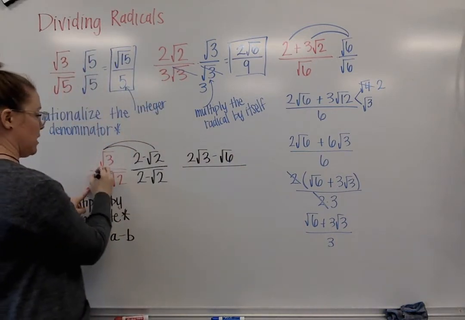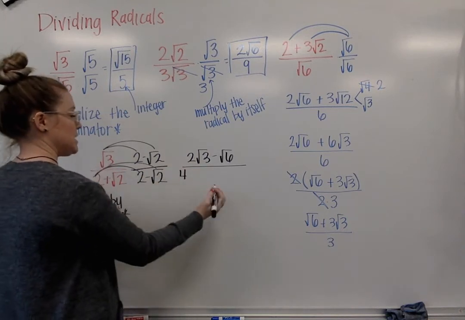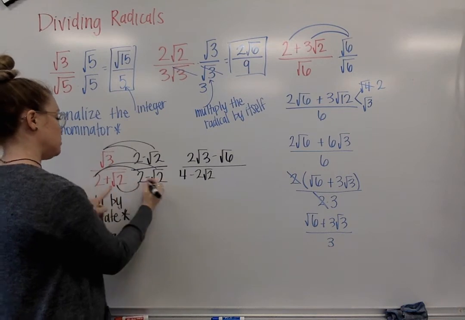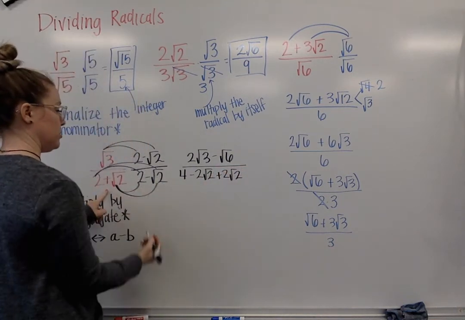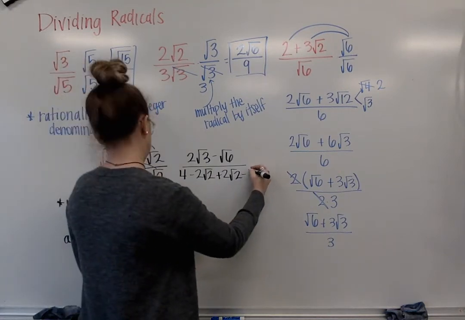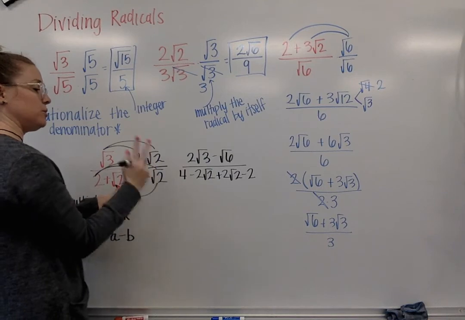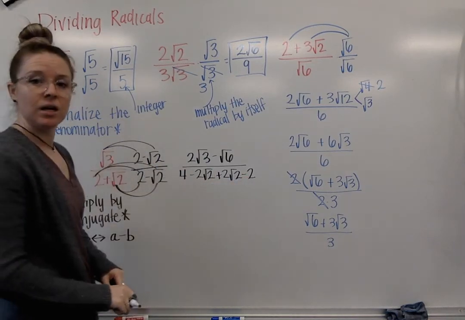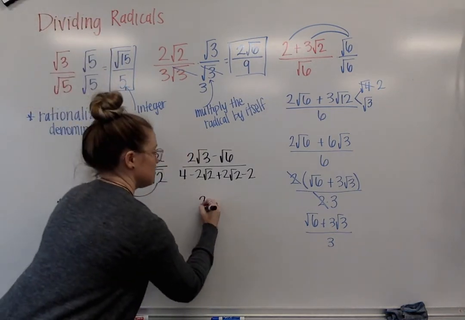In the denominator, I have 2 times 2, which is 4. 2 times negative root 2, which is negative 2 root 2. 2 times root 2. And the square root of 2 times negative square root 2, which is negative 2. Square root of 2 times square root of 2 is 2. Positive times a negative is negative. So now I'm just simplifying here. My numerator is fully simplified. That's good.